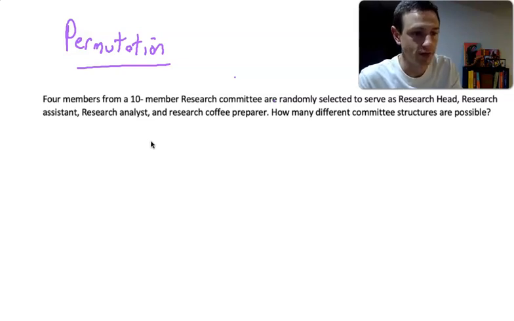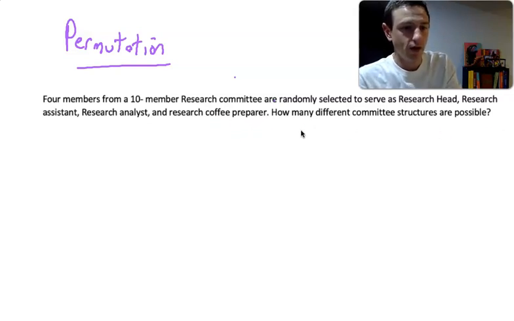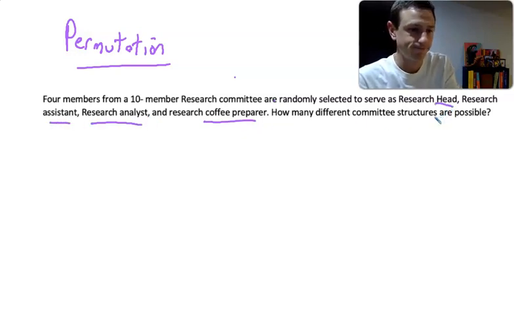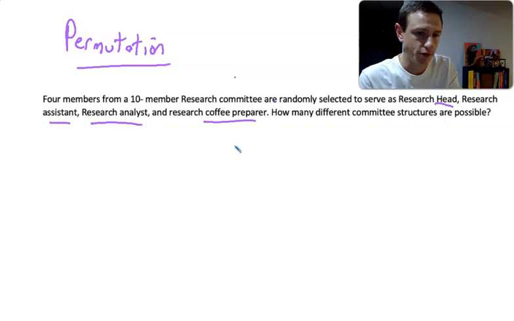So we have 4 members from a 10-member research committee randomly selected to serve as research head, research assistant, research analyst, and research coffee preparer, probably the most important job there. How many different committee structures are possible? So we want coffee preparer, analyst, assistant, and head. So this is going to be a permutation.